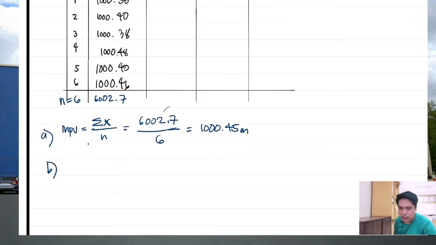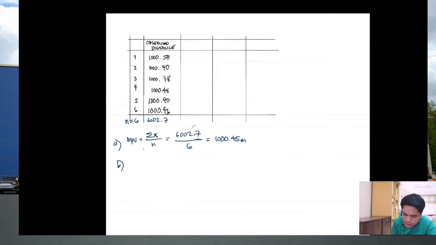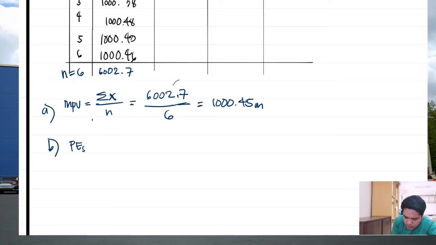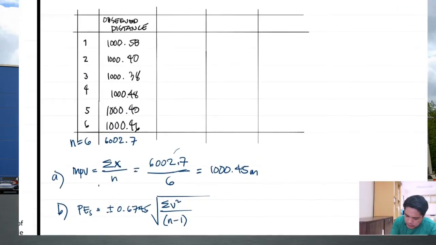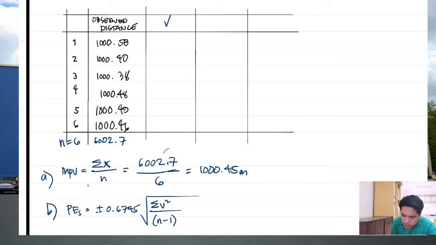For letter B, we need to get the probable error of the single measurements and the mean. So let's start with PE sub S. That is equal to plus minus 0.6745 times the square root of the summation of the square of the residual divided by n minus 1. So that's for single measurements. So let's start first by computing for the residual. So this column will be for the residual. Remember that the residual is equal to the observed value minus the MPV, or the most probable value.